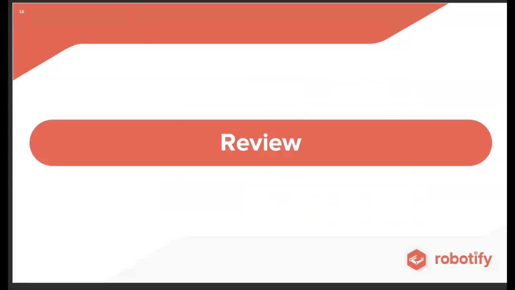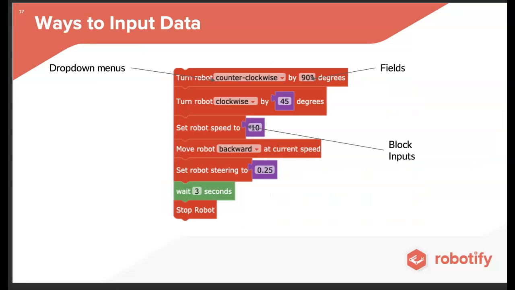And then you have a review at the end of your lesson, which includes drop-downs, limited or discrete, fields that are ranges and can be typed, and blocks that have flexible, typed, or variable inputs. And that concludes lesson 2 of the Robotify program.